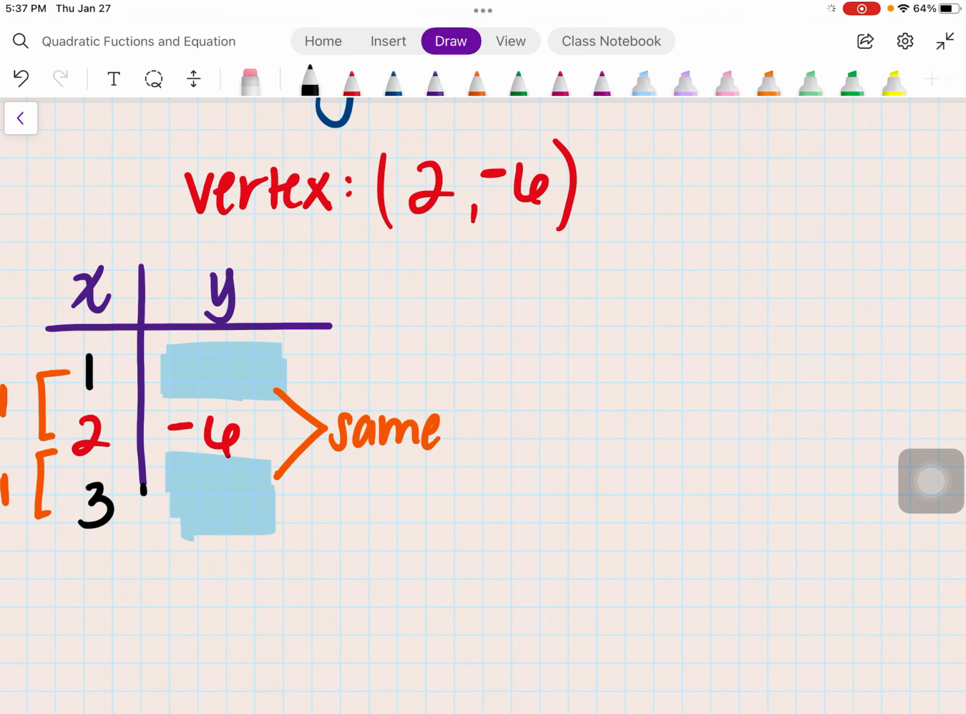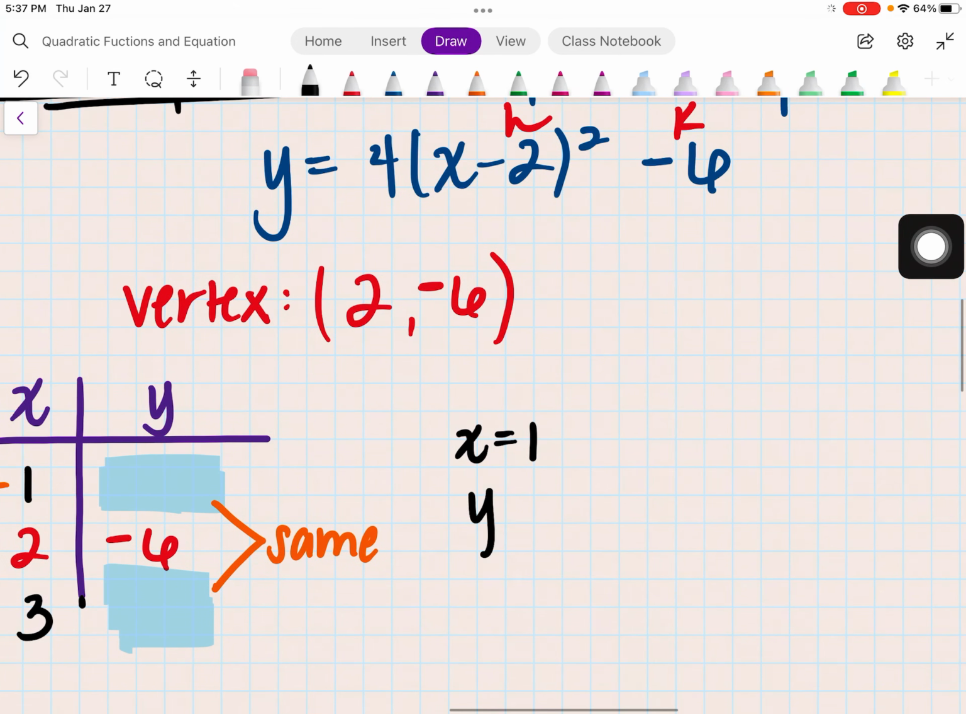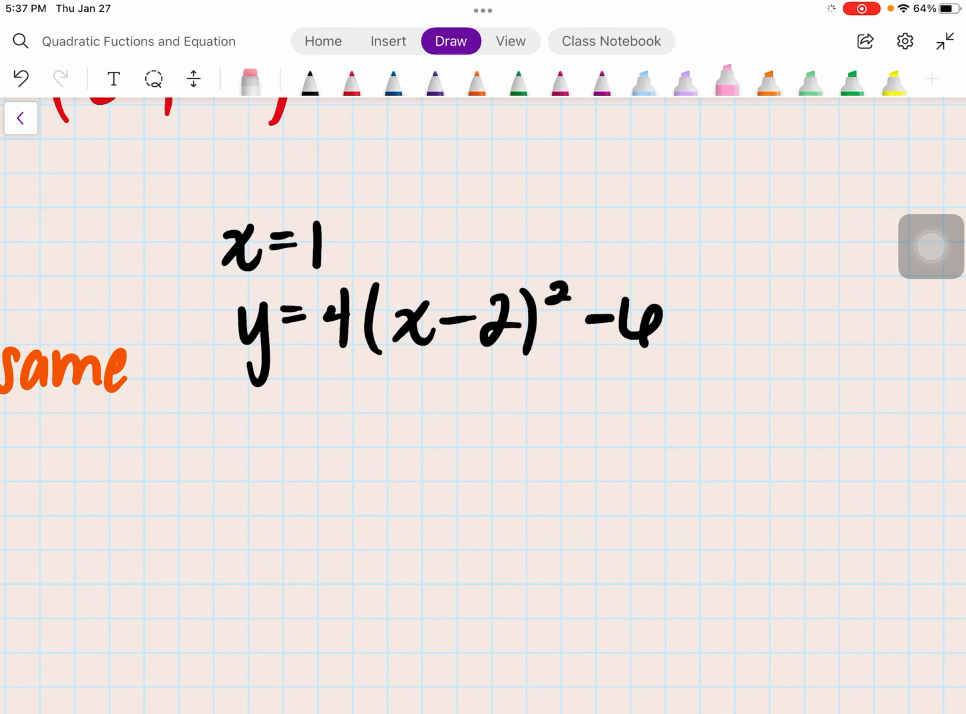So first off, I want to go ahead and solve this here by substitution. So I'm actually going to make x equal to 1. And I'm going to substitute it into my original equation here. So I have y equals 4 times (x minus 2) squared minus 6. Now, in this case, guys, wherever we see an x, we're actually going to substitute it with the 1. So let me just erase that and substitute it for a 1.